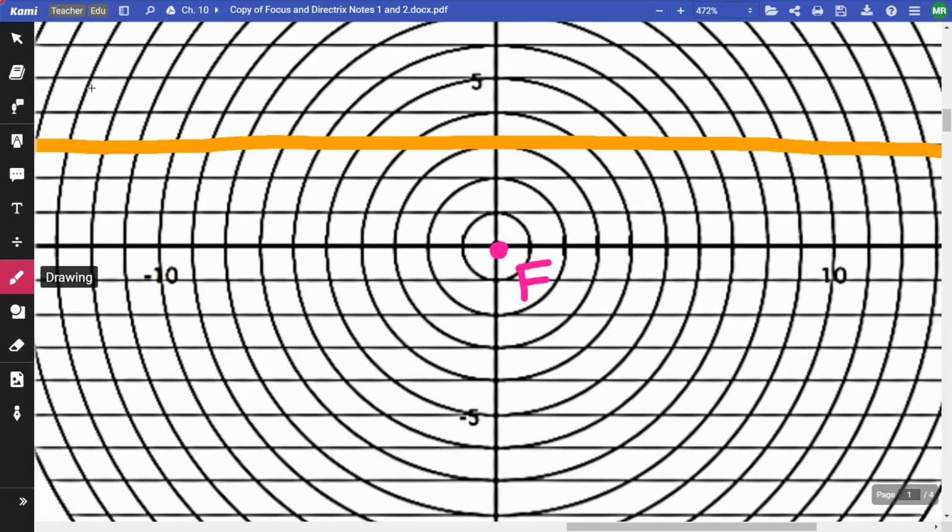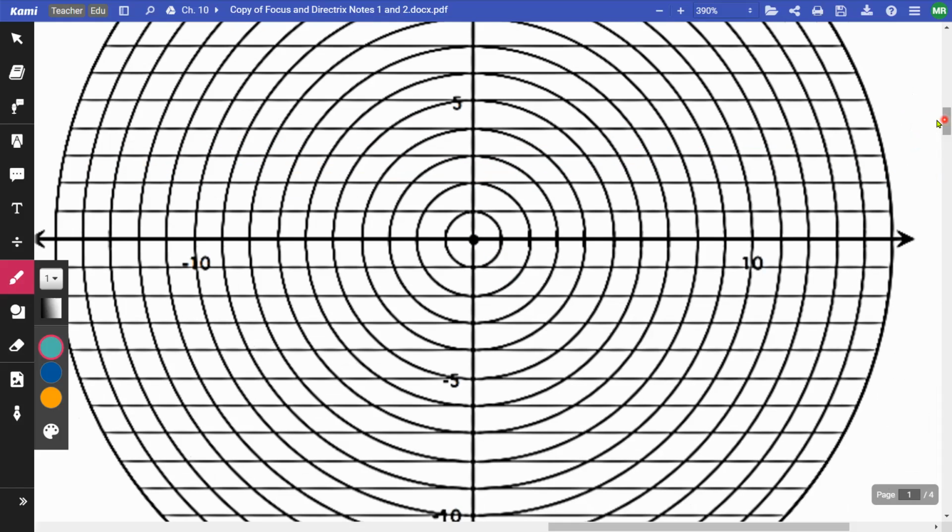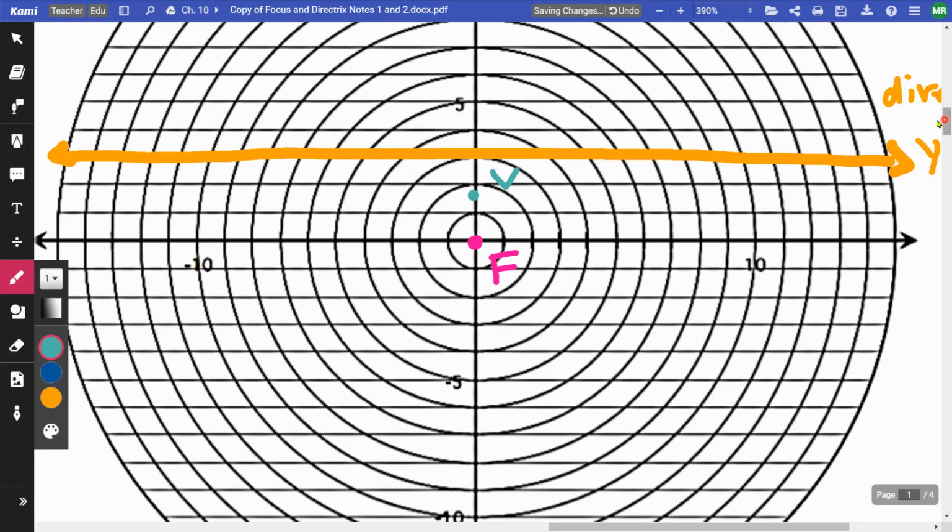So my vertex has to be halfway in between these. So if this distance is 3, it needs to be half of that distance, which is going to be 1.5. So it is here at 0, 1.5. Okay, that is my vertex. I'm going to put a V for vertex. Okay, so that is my vertex. Now, I'm going to continue graphing other points that are the same distance to that orange directrix and also to my focus.